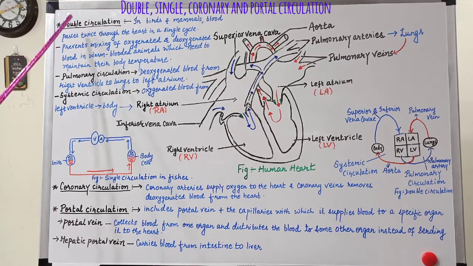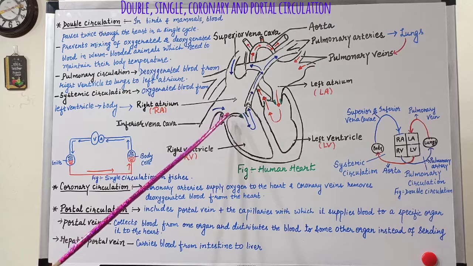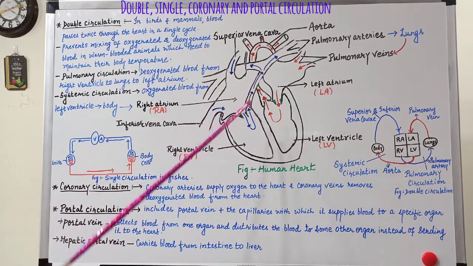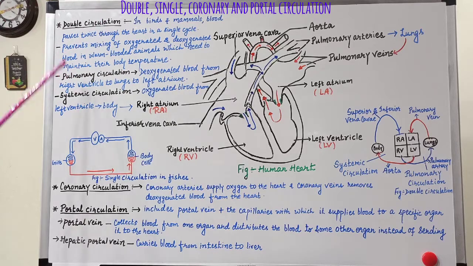Double means two. Double circulation means that in a single cycle the blood passes twice through the heart, and this double circulation consists of two kinds of circulations, namely pulmonary circulation and systemic circulation. So, let us start with the pulmonary circulation. Pulmonary is related to lungs.